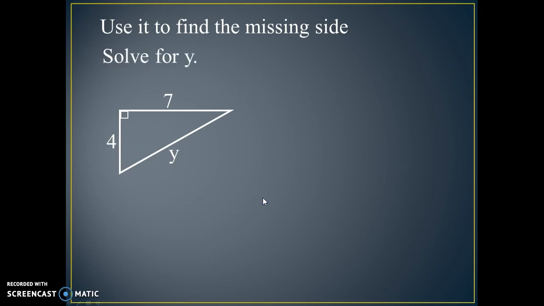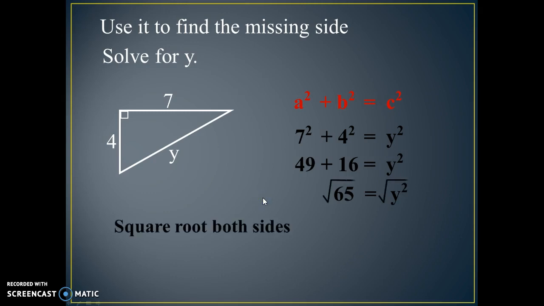Next, we're trying to find the missing side here. Same deal, we're looking for the longest side, the hypotenuse, which is labeled y. Replace in the legs, square both of them, and then square root both sides. This one doesn't work out evenly, and usually you look for clues that tell you what to round your final answer to.